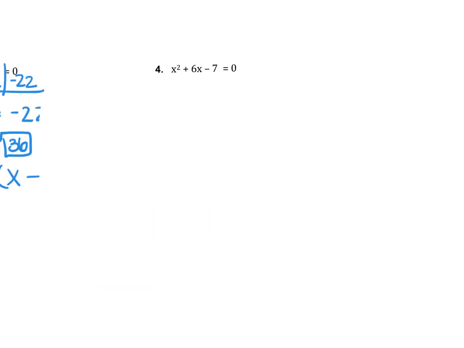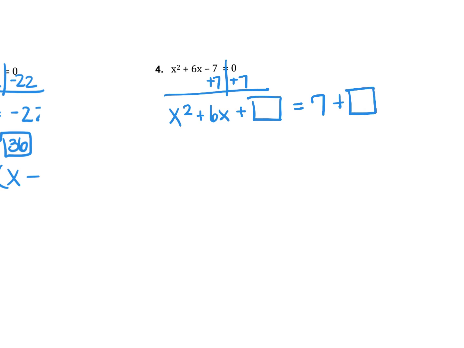All right, and our last one. Again, because we're going to be completing the square, we're going to move that 7 by adding it. And so x squared plus 6x plus something is going to be equal to 7 plus something. All right, half of 6 is 3, and 3 squared is 9. So I've got to do that to both. And now we're going to factor it, x and 3, and I've got my plus, is equal to 16.